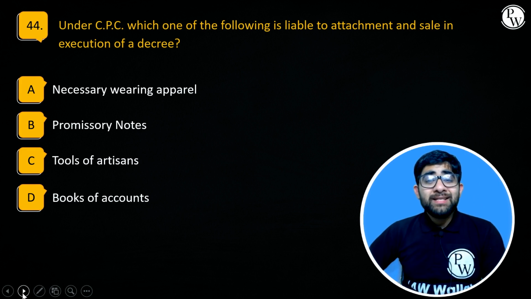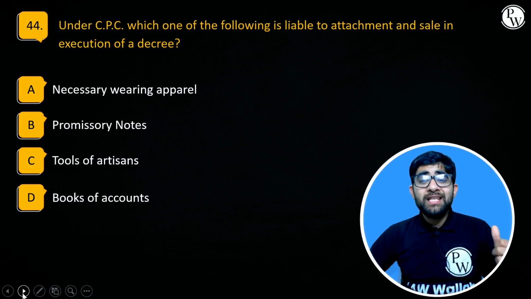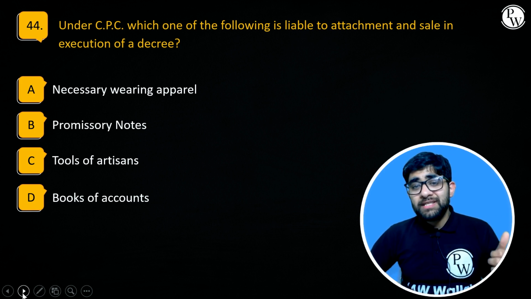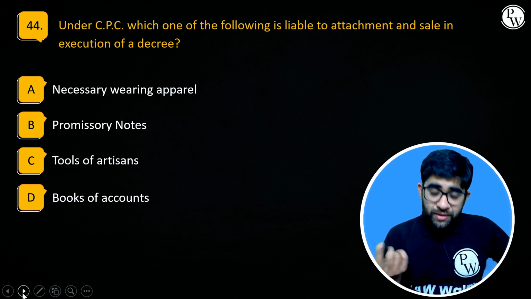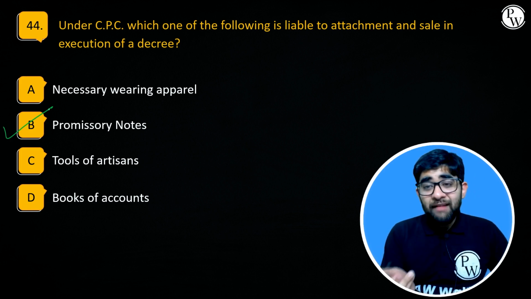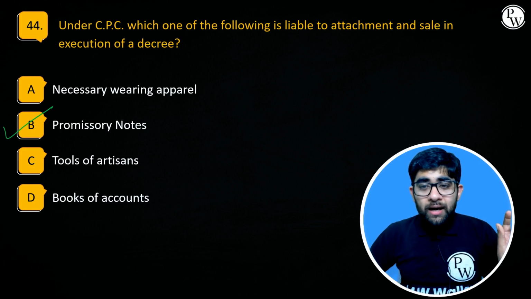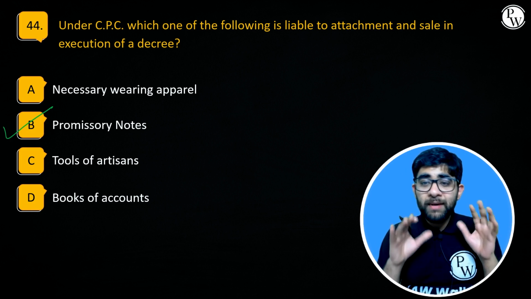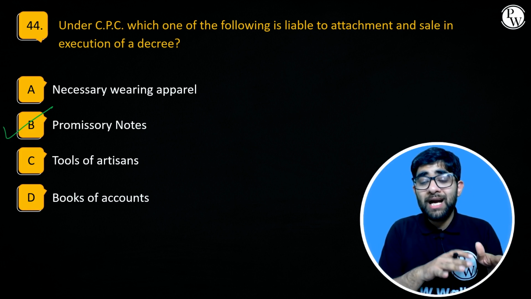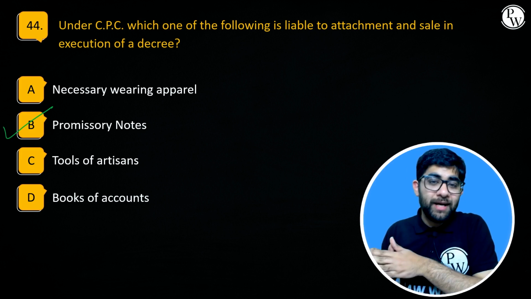44. Under CPC, which one of the following is liable to attachment and sale in execution of a decree? Necessary wearing apparel, promissory notes, tools of artisan, books of accounts. The answer to this is again promissory notes. I have added all the questions and their different options so that it will be clear to you what can be attached and what cannot be attached.